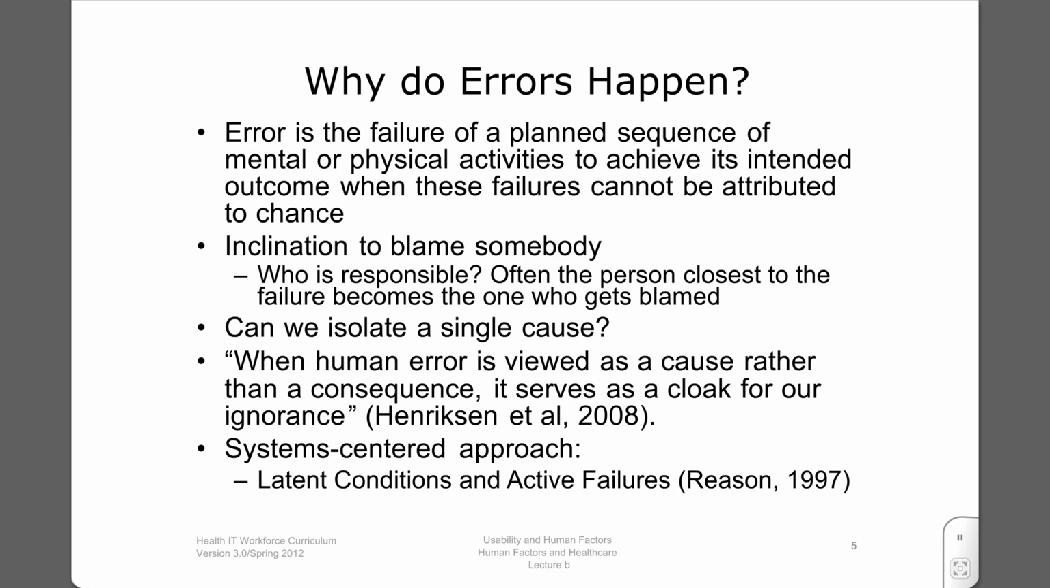We have established that errors are a matter of serious concern. Let's take a step back and analyze the nature of errors. According to one of the pioneers in this field, James Reason, error is the failure of a planned sequence of mental or physical activities to achieve its intended outcome when these failures cannot be attributed to chance. Too often the term human error connotes blame and a search for the guilty culprits, suggesting some sort of human deficiency or irresponsible behavior. Often we cannot isolate a single cause. Human factors researchers emphasize the need for a system-centered approach. James Reason introduced an important distinction between latent and active failures.